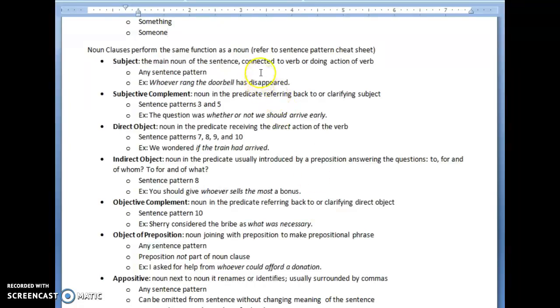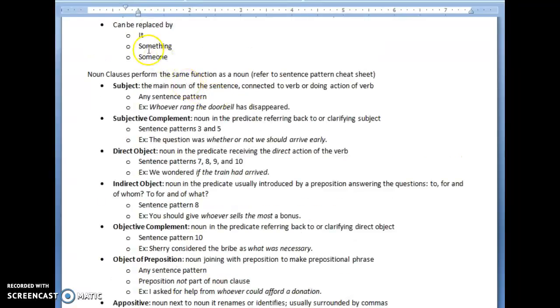The first one, and the basic one, is a subject. We know that the subject's the main part of the sentence. It's what's connected to the verb or doing the action of the verb if it is an action verb. It can be any sentence pattern. Obviously, sentences have to have a subject. So the example here is whoever rang the doorbell has disappeared. We have this phrase functioning as the subject, and then we have our verb following. And we can do our substitution test here as well and say that someone has disappeared, and that still makes sense. It's grammatically correct, and so we can see that this is functioning as a noun.